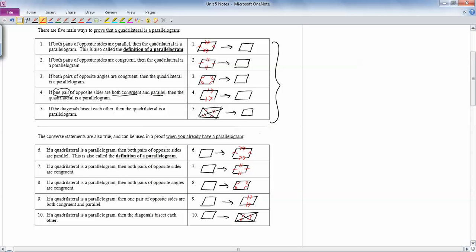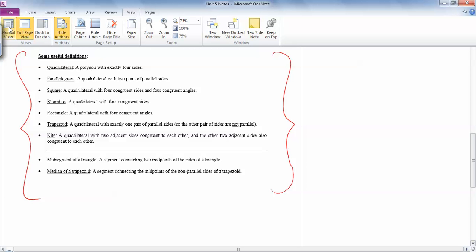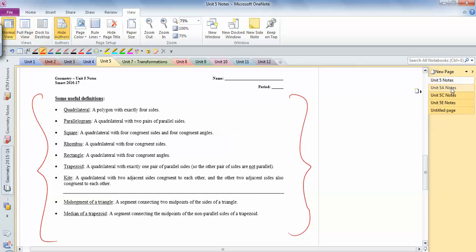Okay. So now if you actually look at the second page here, these are some very common terms that we'll be using in this unit. Okay, so if you ever get lost on what the most basic definitions are for some things, you can come over here and reference them. Okay, so let's take a look at the next page, the Unit 5A notes.